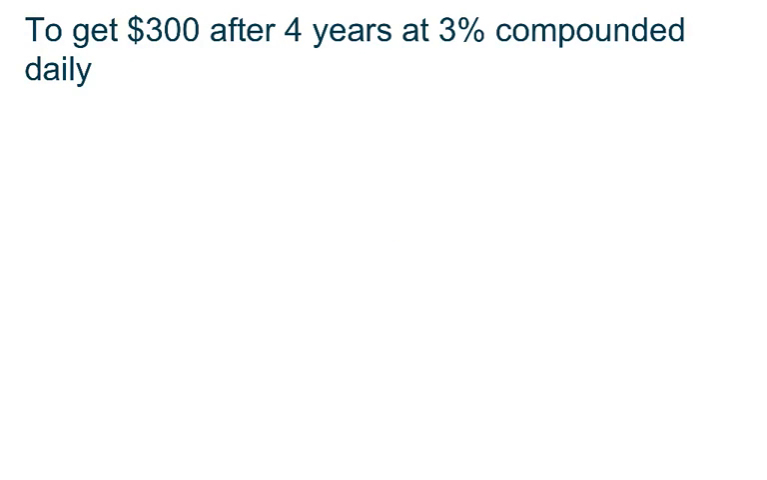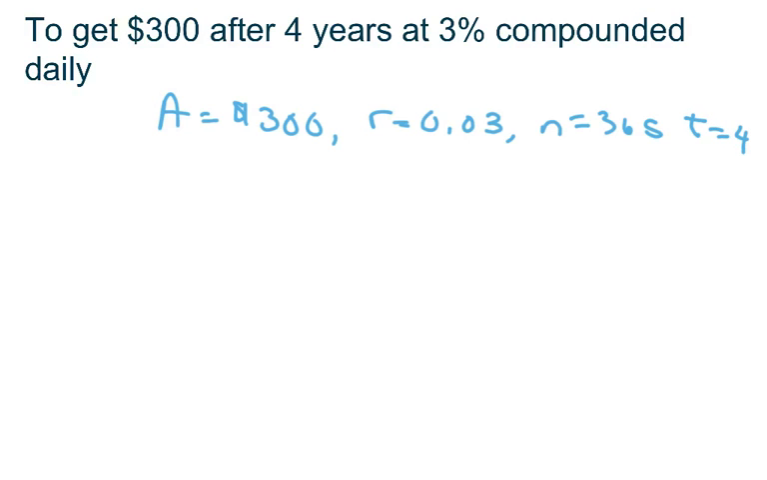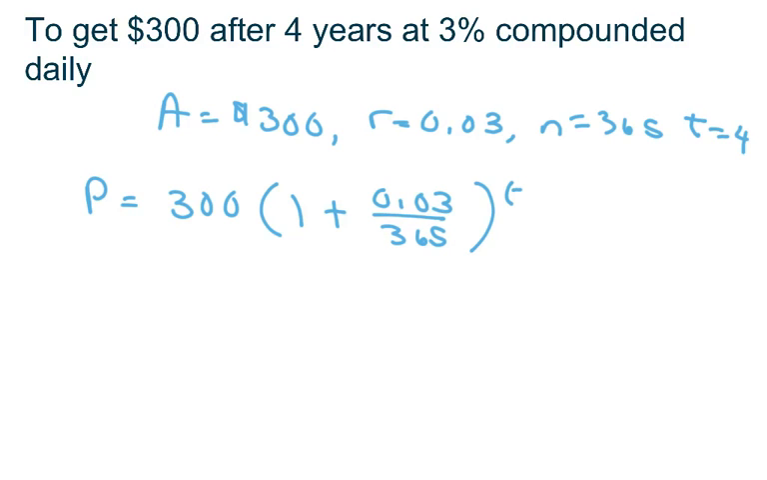Okay, to get 300, we're going to get A equals 300, R equals 0.03, N equals 365, and T equals 4. So P equals 300 times (1 plus 0.03 over 365), and then that's to the negative 365 times 4, which is approximately 266.08.